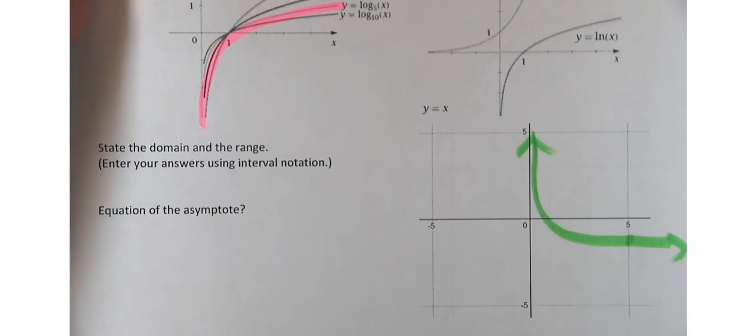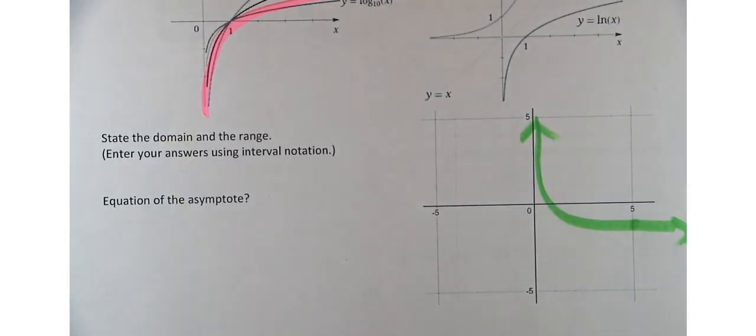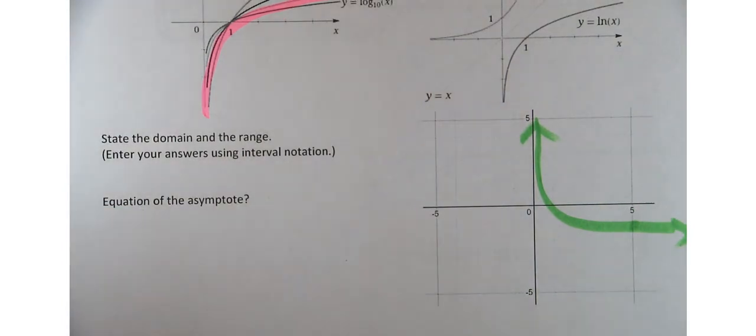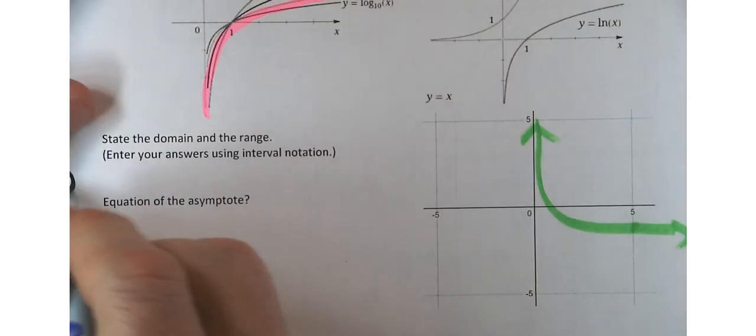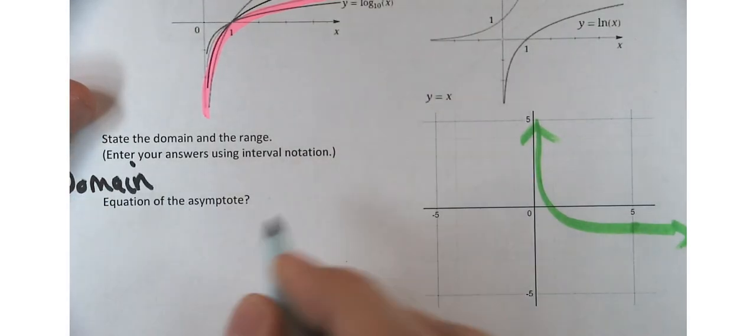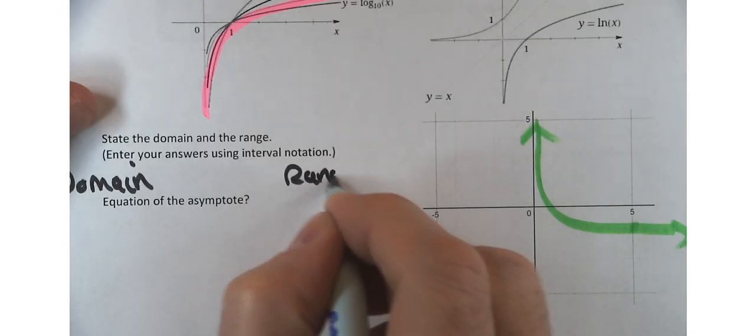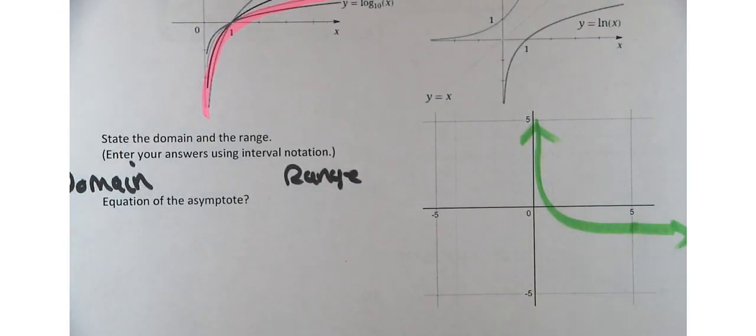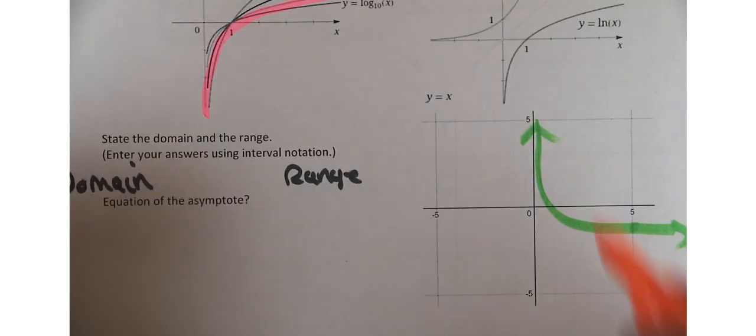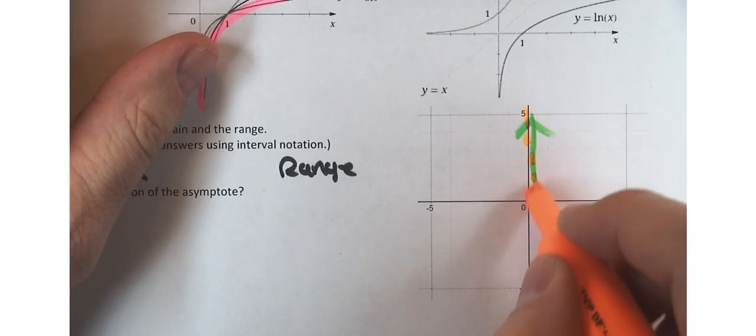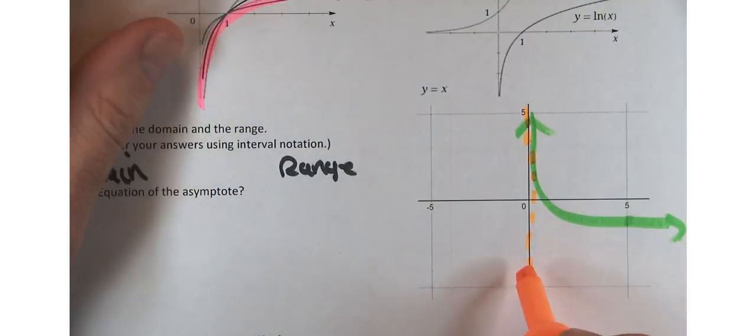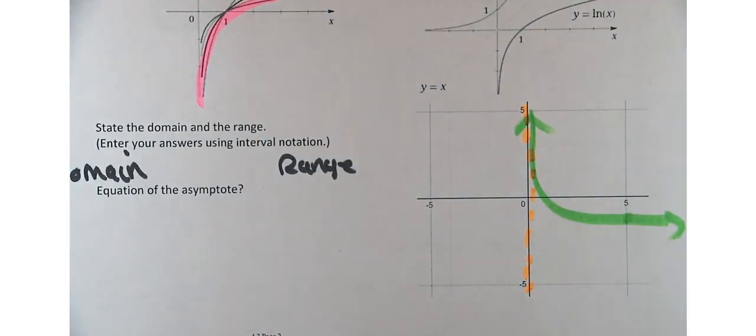And let's take a look at some of the things that I might ask for. I might ask for the domain. So let's write down the domain first, and then the range. And finally, the equation of the asymptote, which is really where I want to start. The equation of the asymptote is something I'm going to want you to keep track of, even if it gets shifted left or right. That equation is x equals 0.